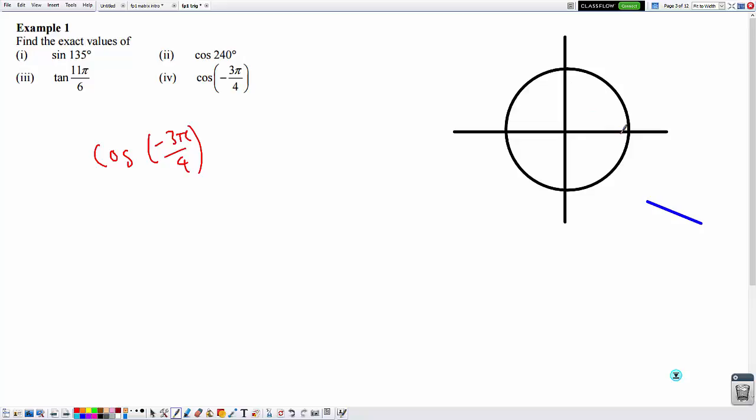So a quarter, that's half pi. That's a full pi. So minus 3/4 pi will be here, actually exactly in the middle. So that's your 3 over 4 pi. Okay, so we want to find cos. So we want the x value. So we want that. Well, what can we do?